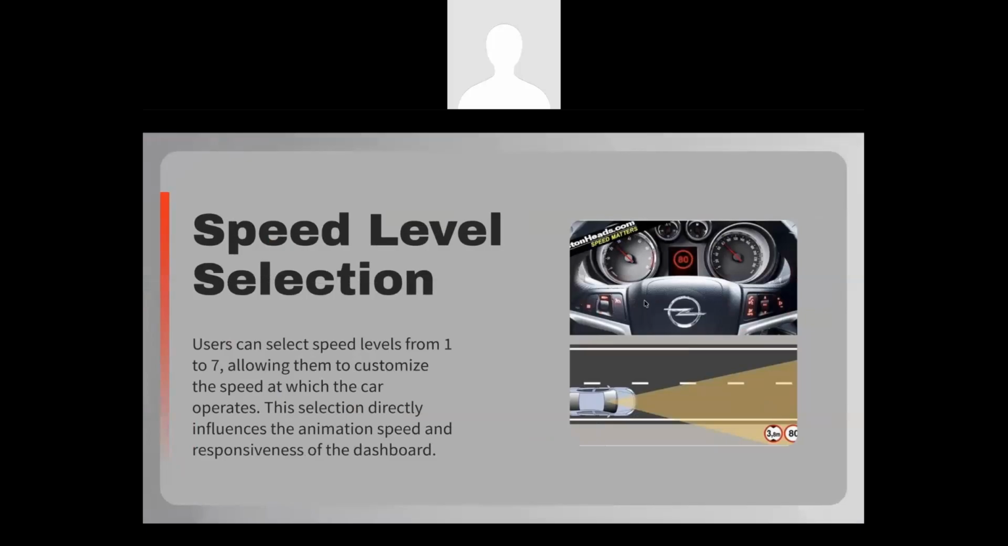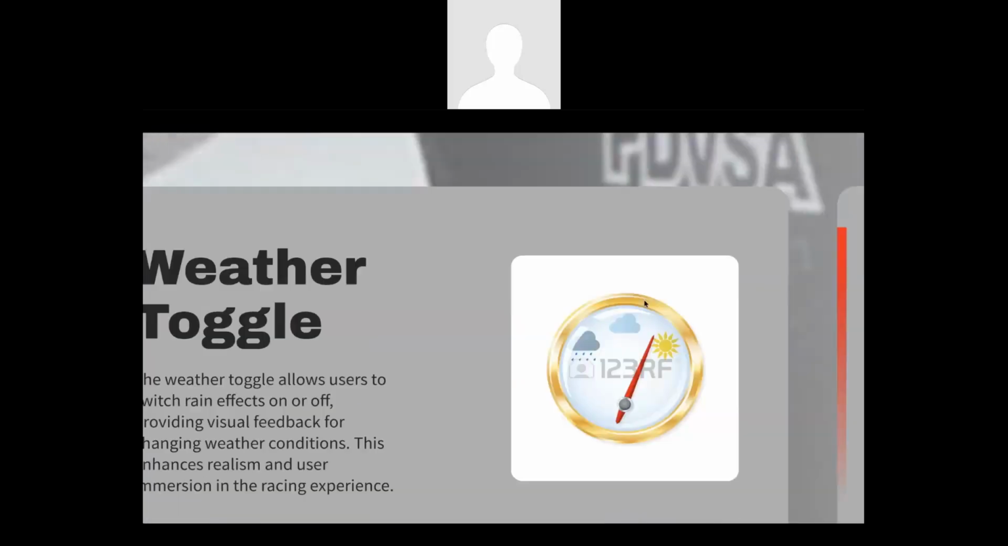And we also have the speed level selections, and users can select speed levels from 1 to 7, allowing them to customize the speed at which the car operates. This selection directly influences the animation speed and responsiveness of the dashboard.